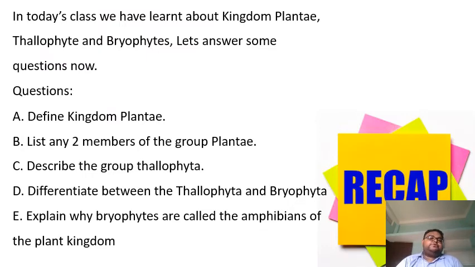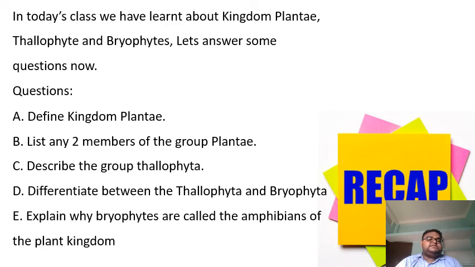So students, in today's class, we have learned about kingdom Plantae. We have learned about thallophytes and bryophytes. Now let's quickly answer some questions. How can we define the plant kingdom? We can define the kingdom Plantae as having those organisms that can produce their own food, first of all. They will have some sort of cellular organization. They might or might not be differentiated. So these are some characteristics of the kingdom Plantae.